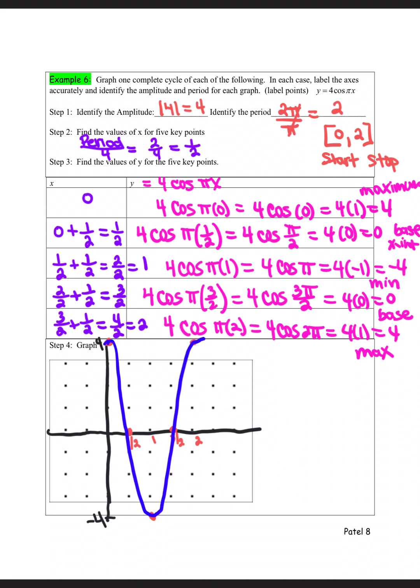And once again, I want to make sure you understand that this pattern will continue for the next period. So this period was from 0 to 2, so the next one will be from 2 to 4. And I can also go the other direction and go from -2 to 0.